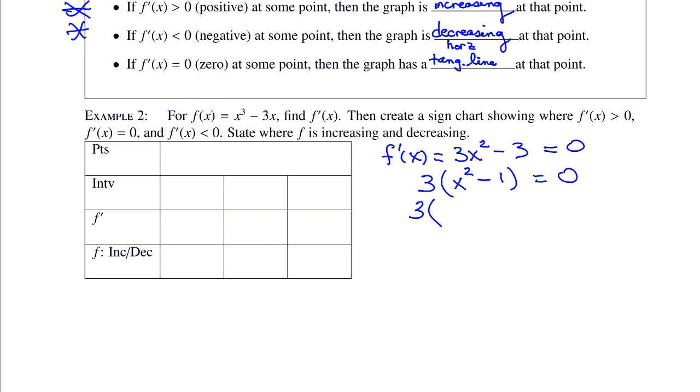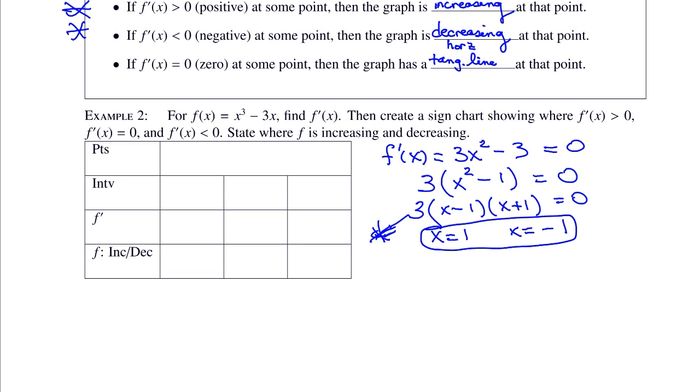And then x squared minus 1 factors, and we get x equals 1, x equals negative 1. And if we try to set 3 equal to 0, we don't get any solution from that. So that's just nothing there. And here it is. Here's the 1 and the negative 1 that you told me from above.